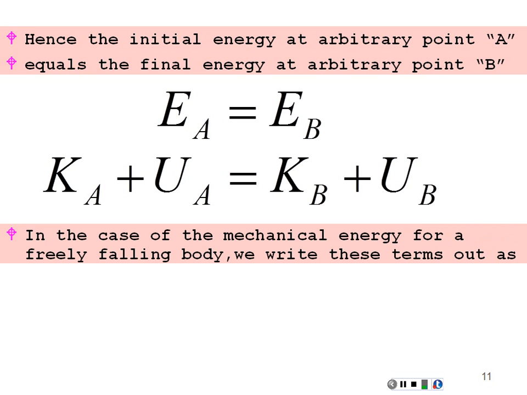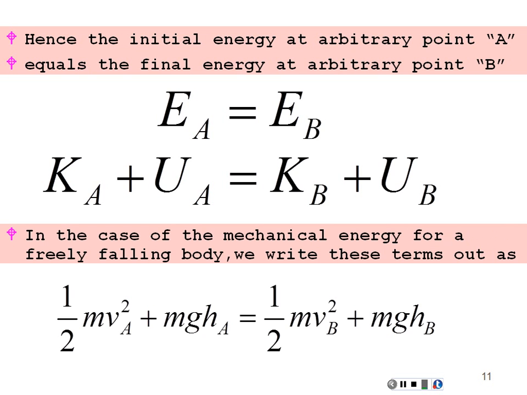In the case of mechanical energy for a freely falling body, we write these terms out. So we have kinetic energy at A, 1/2 mass times the velocity at A squared, plus the potential energy at A, mg, height at A, is equal to the total energy at B, which is kinetic energy, 1/2 mass velocity at B squared, plus the potential energy at B, mg, height at B.